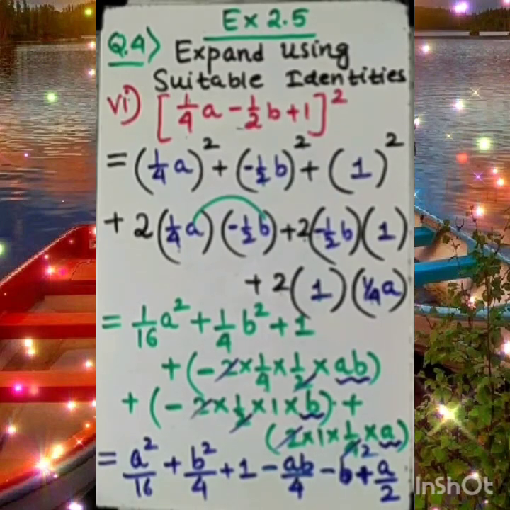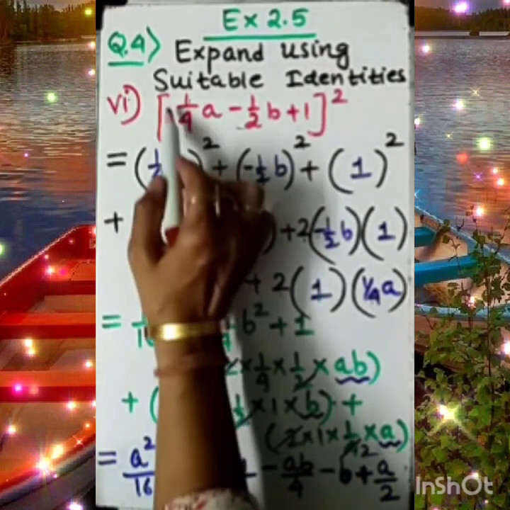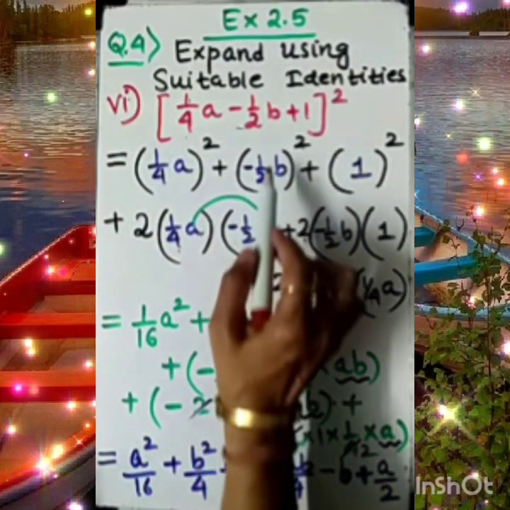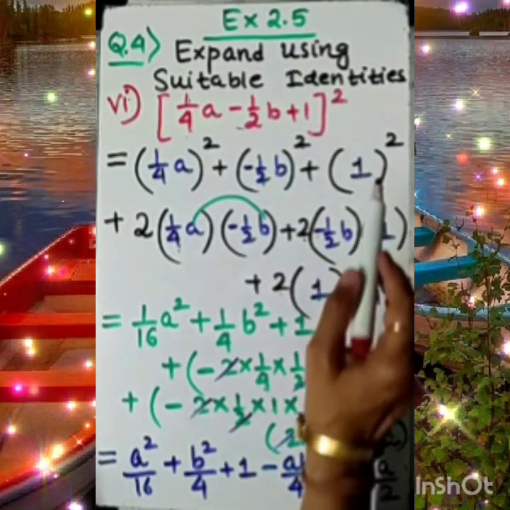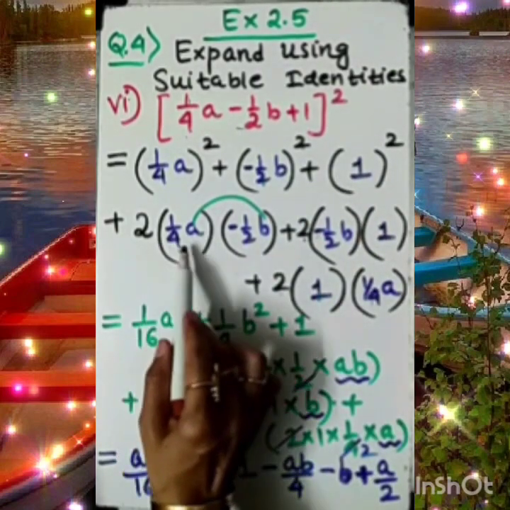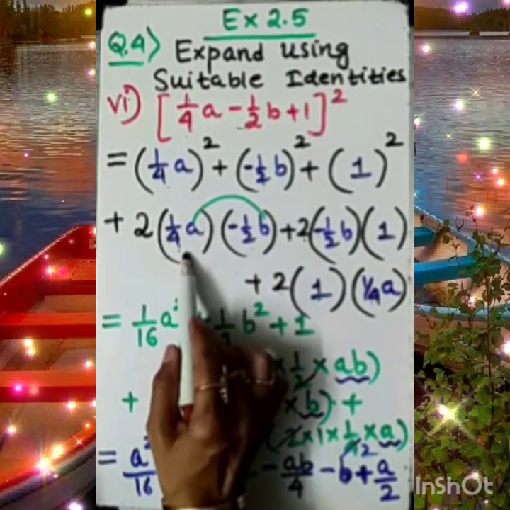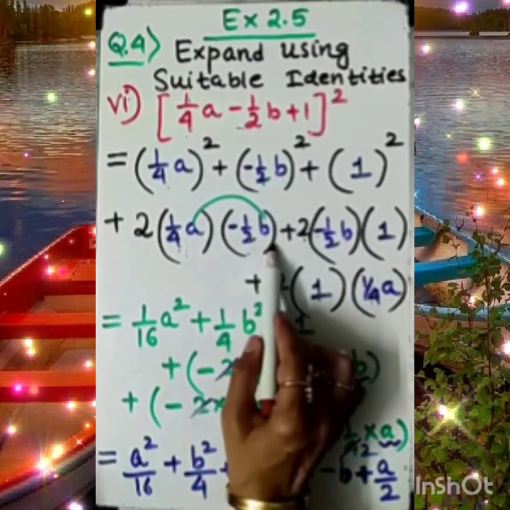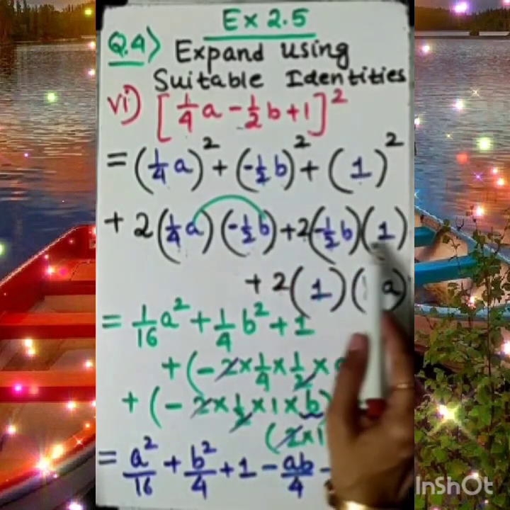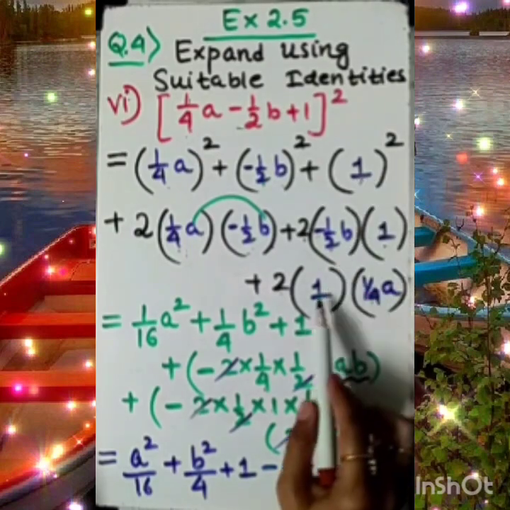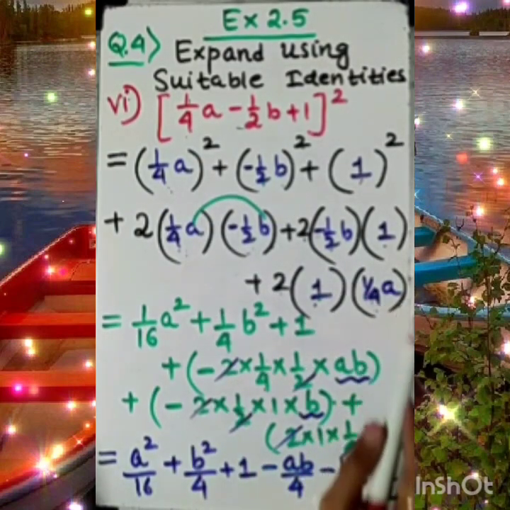Now once again I am explaining to you. Just look at your screen. As we know, this is our first term, minus 1 half b the second term and 1 is the third term. Now 2 into first and second: 1 by 4 a first term, minus 1 by 2 b second term. Second and third, this term, and third and the first term, 1 by 4 a I have written.